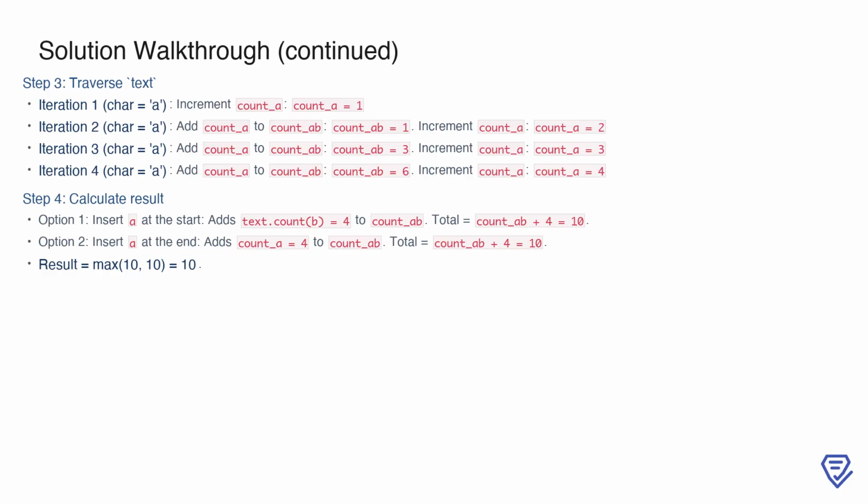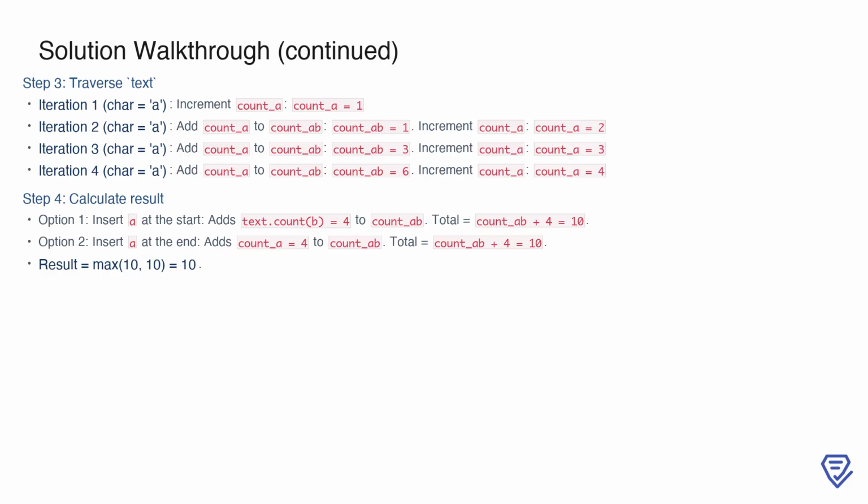In the second iteration, the character is again a. This allows us to add count_a to count_b, making count_b equal to 1. We then increment count_a to 2. In the third iteration, the character is a once more. Again, we add count_a to count_b, updating count_b to 3, and then increment count_a to 3. In the fourth and final iteration, the character is a. As before, we add count_a to count_b, making count_b equal to 6, and increment count_a to 4.